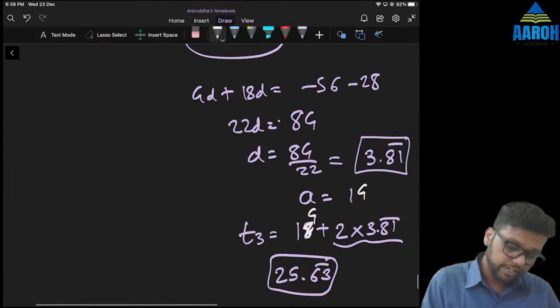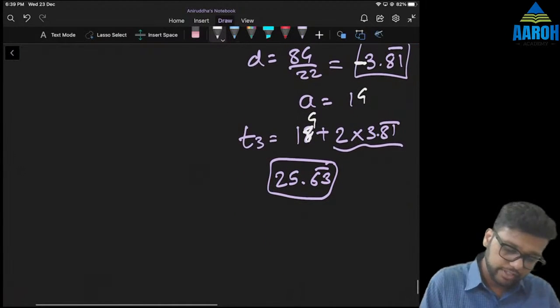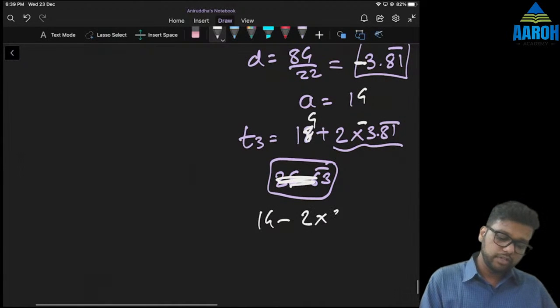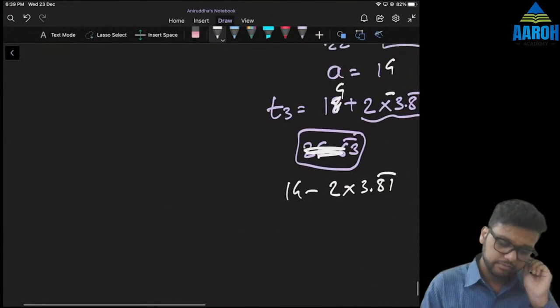And D is also negative, right? Minus, so this is negative 3.81. Fine, negative 3.81 recurring, so this should be negative. So it will be 14 minus 2 into 3.81 recurring. Fine, now we can solve it.